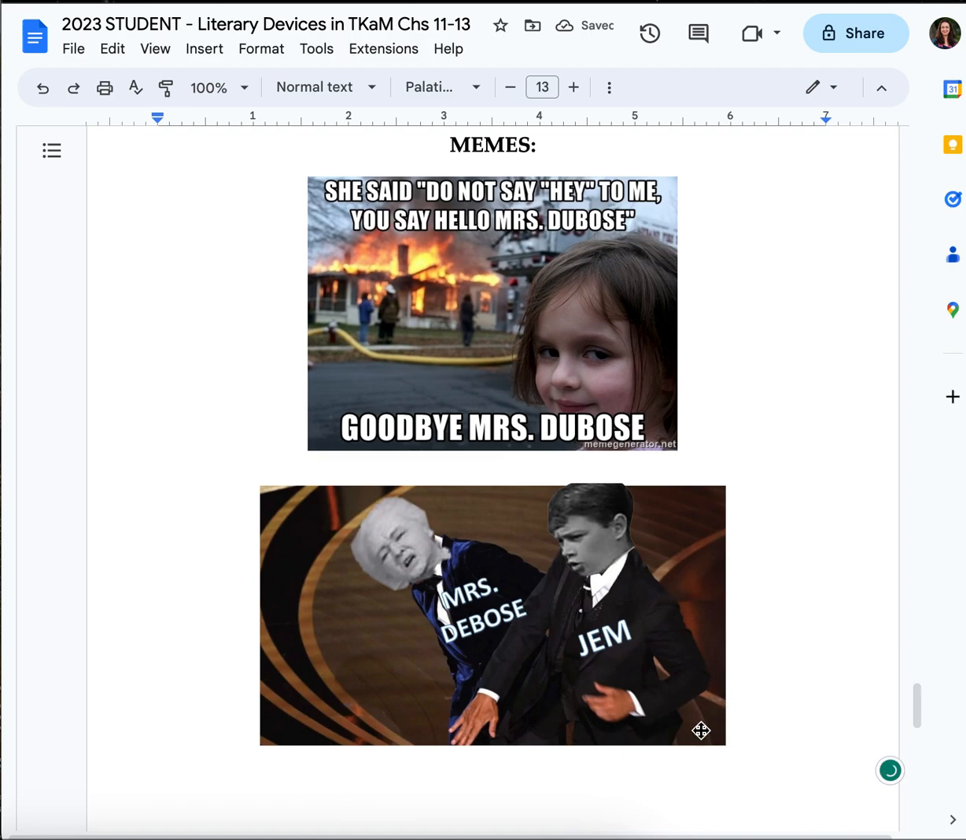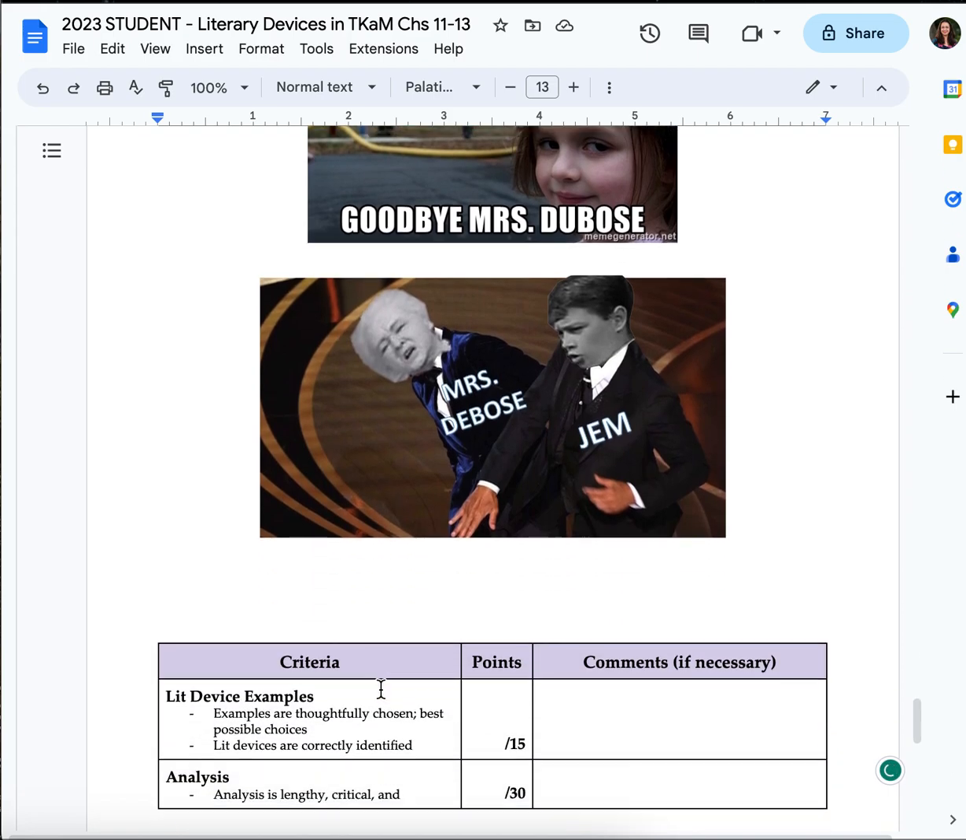Shout out here, this sweet Will Smith slapping Chris Rock meme is a Bobby meme from the 2021-2022 class. So shout out. Thanks, Bobby H. You made me laugh once, and I'm keeping the meme.